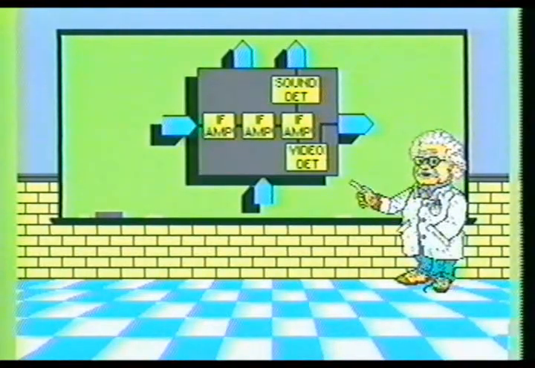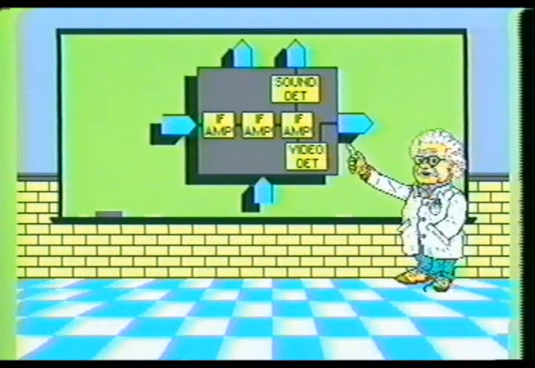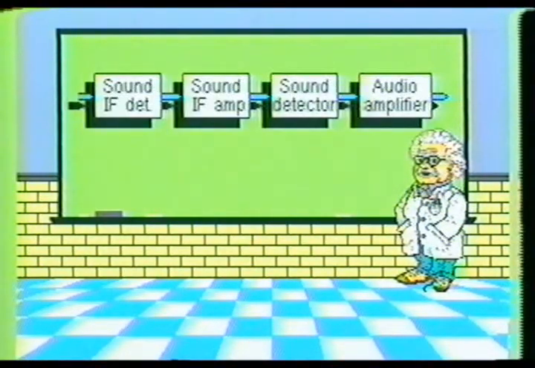The video IF detector stage will contain 3 or 4 video IF amplifiers, a video detector circuit, and a sound IF detector circuit. The audio section of the television receiver will consist of 4 major stages. These are the sound IF detector stage, sound IF amplifier stage, sound detector stage, and the audio amplifier stage.